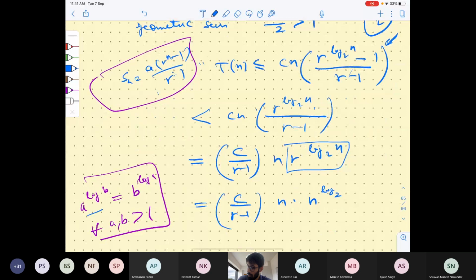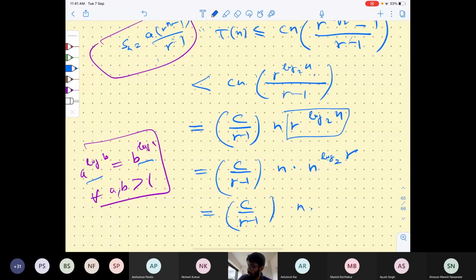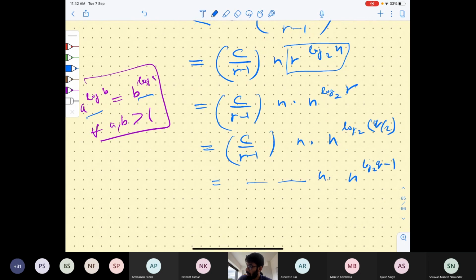So now, when I replace this, instead of r to the log 2 base n, I get n to the log 2 base r, which is c over r minus 1 n times n to the log 2 base q over 2, n to the log 2 base q minus 1. So basically what you get is c over r minus 1 n to the log 2 base q. This 1 gets cancelled with this line, right?